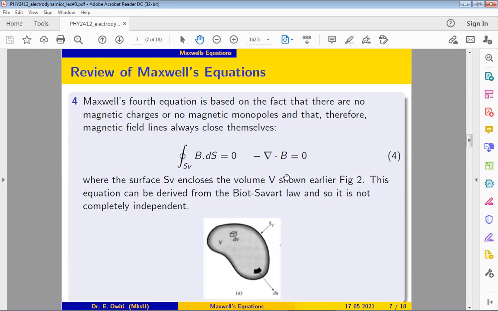But when it comes to electric charges, it is possible to have a positive charge alone, a negative charge alone. But for a magnetic field, you cannot have magnetic monopoles. And this is what is contained here. So this equation can be derived from the Biot-Savart law, and so it is not completely independent. Like I've just said, this is the easiest equation to explain, because remember, one of the common questions under Maxwell's equations is to explain the equations from number 1 to number 4, what each of those equations means under their expression. That one you must never forget.